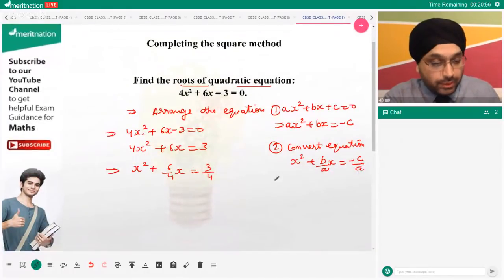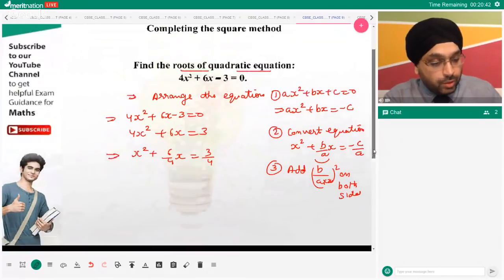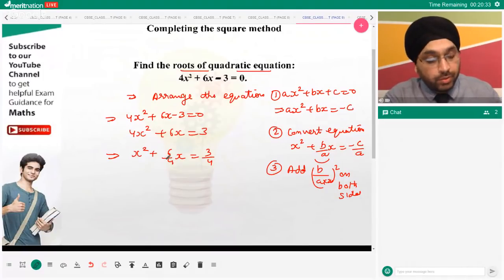Then, guys, you know what the third step is? We just need to add b by this term, whatever it is, then square on both sides. Whatever the middle term is, we just need to take half of this middle term, and then after squaring it, we add it on both sides.